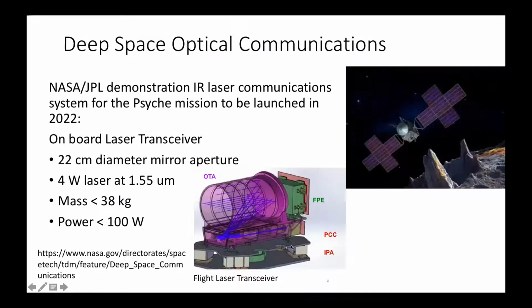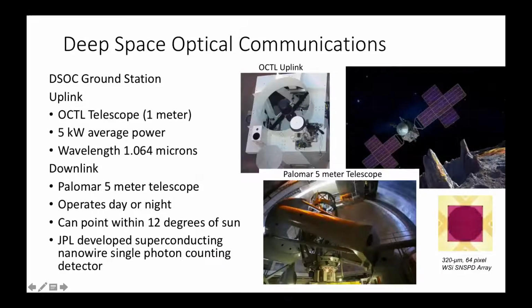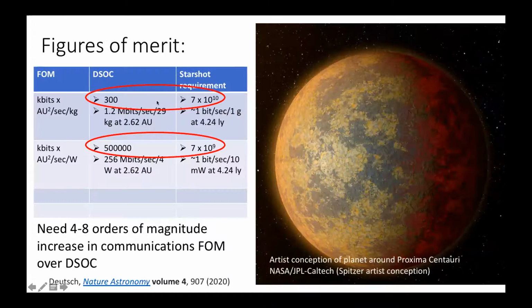And the onboard system, you can see a drawing of it here. It's a laser emitting with a collimating telescope that focuses the beam. The diameter of this is 22 centimeters. It's a 4-watt laser. The total mass is about the same as the New Horizons communication system, and the power is a little bit higher, but the transmit power is about the same, so the total power is about the same as New Horizons. So how does this compare? Here's the uplink, here's the downlink, here's an example of the detectors.